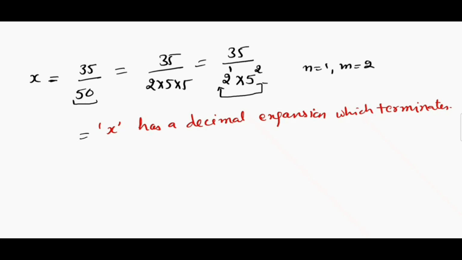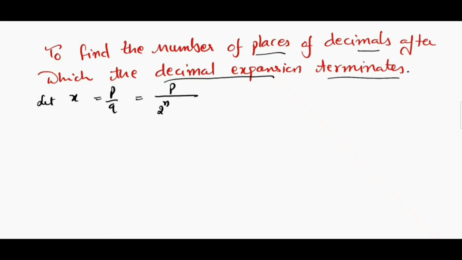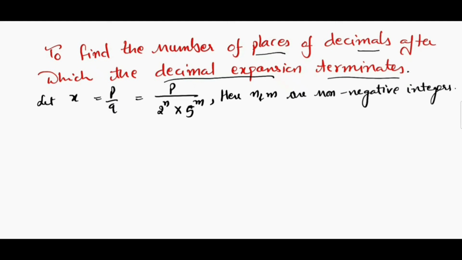Then we can directly say that x has a decimal expansion which terminates. You can get a question like: find the number of places of decimals after which the decimal expansion terminates. For that, let me take one example. Let x be equal to p upon q, and we write this q in the form 2 raised to power n and 5 raised to power m, where m and n are non-negative integers.